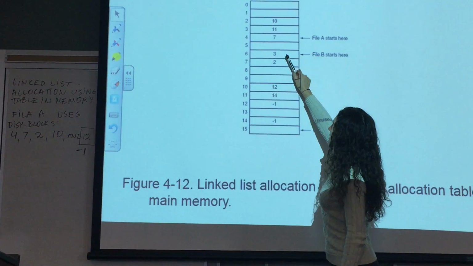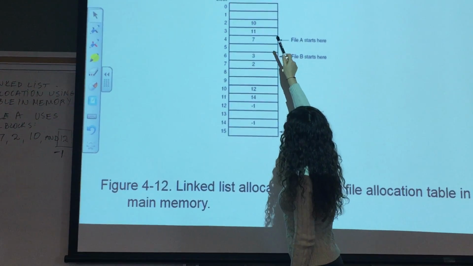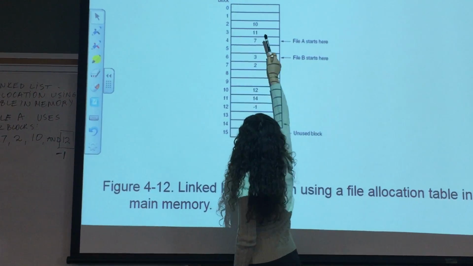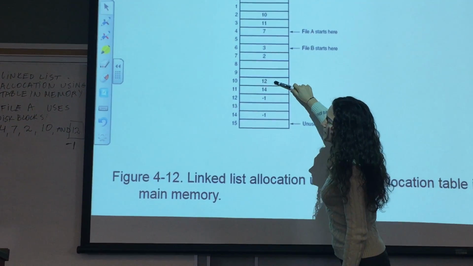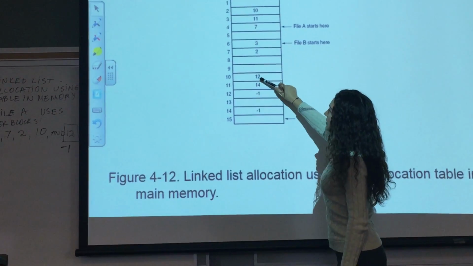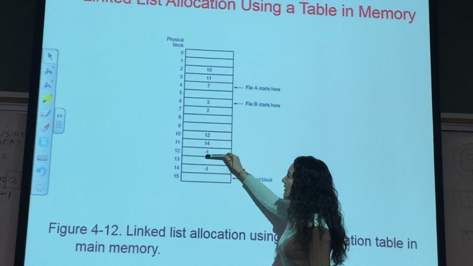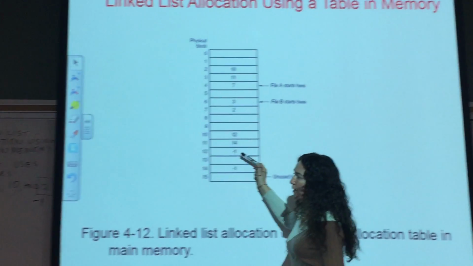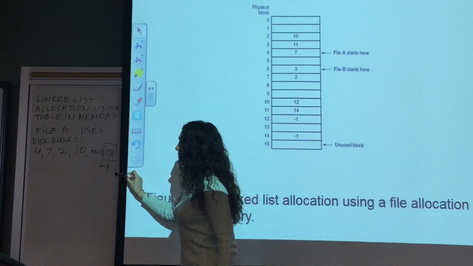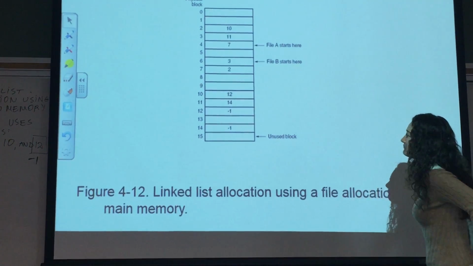This is the third piece of our file. And in the entry for 2 we have 10. That's the fourth piece. In the entry for 10 we have 12. That's the fifth and the last piece. So for 12 we have a -1 which indicates the end of the file. And this is all for file A.